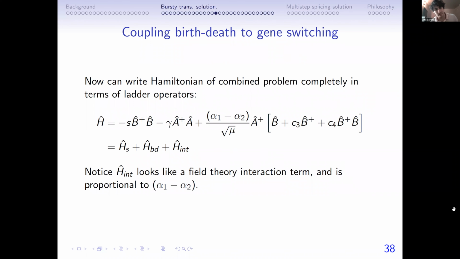In particular, the Hamiltonian, which I remind you is the thing that controls the problem in this generating function approach, if you view things with this kind of language, looks like this. It looks like the Hamiltonian for gene switching by itself, plus birth-death by itself, plus some interaction that depends upon the difference in the production rates. And this is an intuitive way to view the problem, because if the production rates in each gene state were equal, then the gene switching and birth-death would be completely uncoupled. And it makes a nice analogy with field theory from physics.